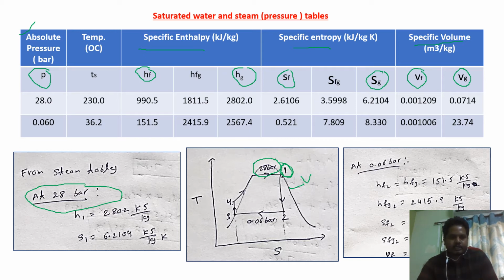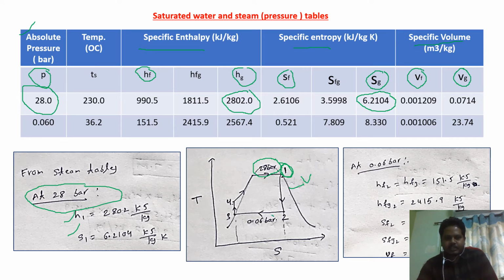Now if you look at the steam table, at 28.0 bar pressure, the hg value is 2802.0 and the sg value is 6.2104. Since these values are at point 1, we write h1 equals 2802 kilojoule per kg, s1 equals 6.2104 kilojoule per kg K. But actually these values are hg and sg.